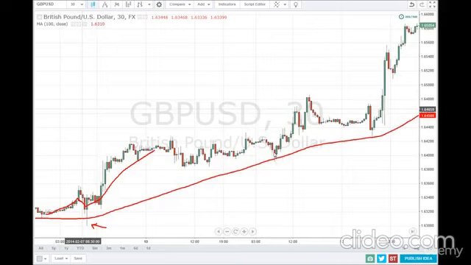Later on, this dynamic support is tested again. Price is pulling back, price is rejected. We have a bullish pin bar followed by a bullish engulfing candle, and price goes for another push. It changes direction. And a third time, this dynamic support is tested. Price is pulling back. It's very much short-term bearish. The dynamic support is reached and price changes direction.